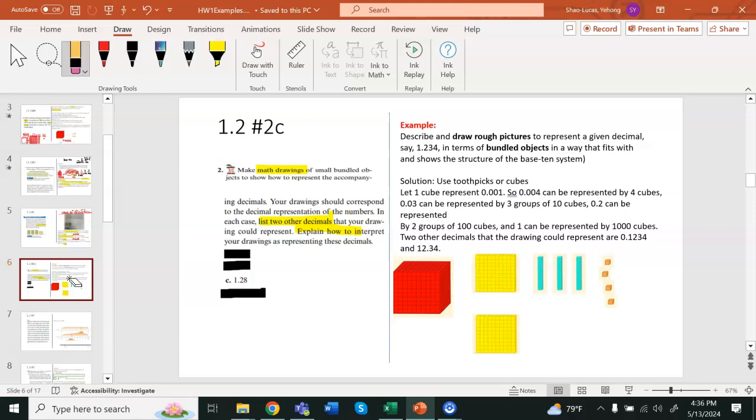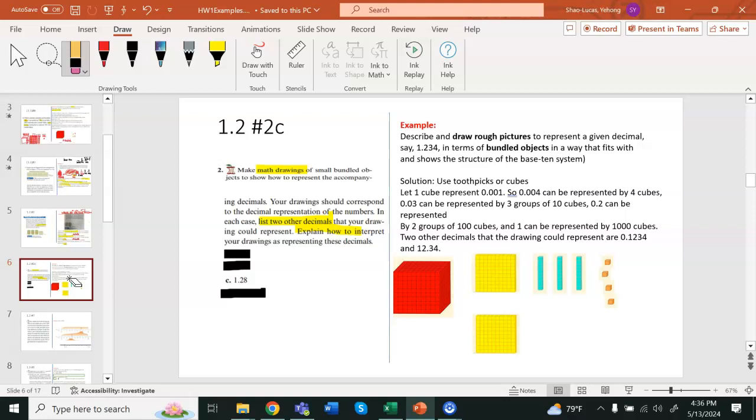So here I give you a similar example. Describe and draw rough pictures to represent a given decimal. For example, 1.234. You're supposed to do part C, 1.28. And I actually have 3 decimal places, but your example has 2, so it should be a little easier.